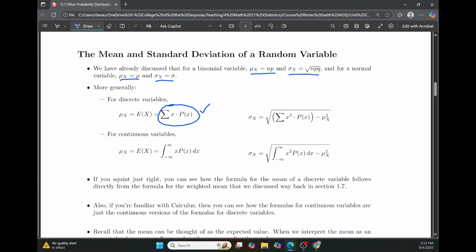So it makes sense that this would be the mean of a random variable. It's just the weighted mean. We're weighting each possible outcome by its probability.